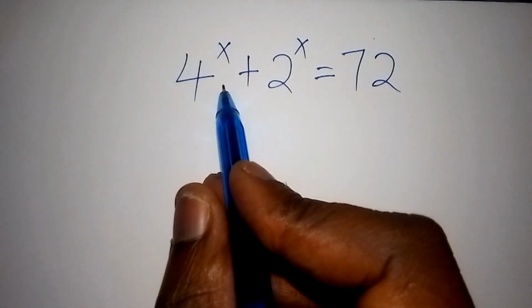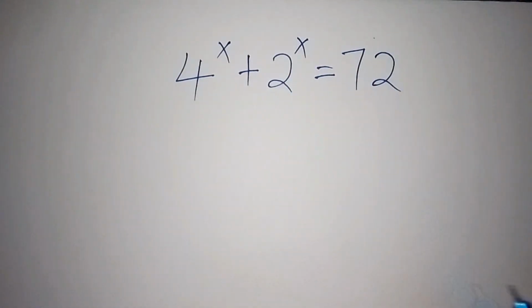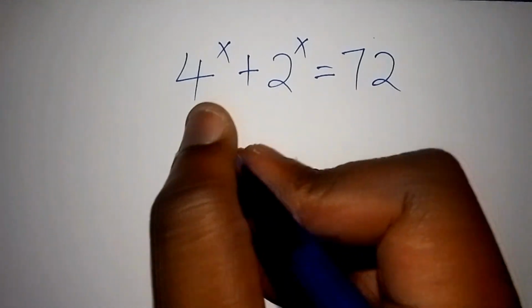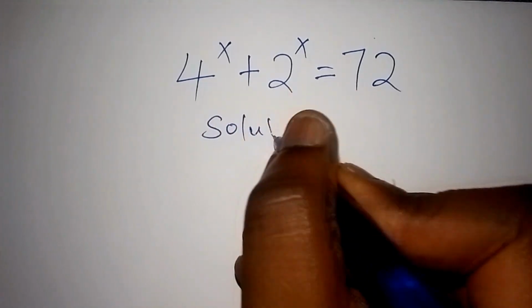So we have 4 to the power of x plus 2 to the power of x equals 72. So how do we go about it? Let's start with the solution. Make sure you stay tuned.